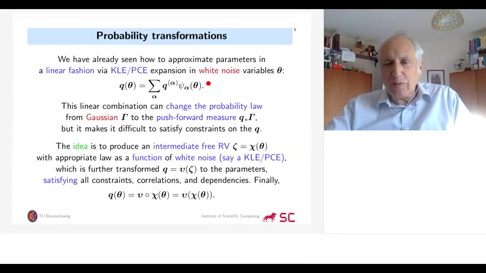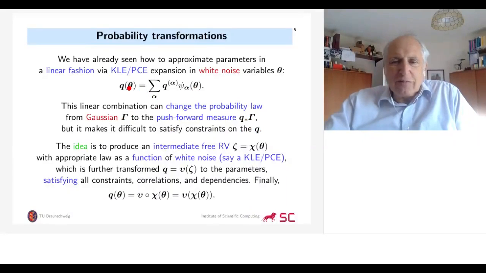That's the important thing. Why would we want white noise variables? Because they're independent. We can easily do integrations with respect to the thetas. That's what we want. Okay, so we've already seen this. But now, if this is the parameter, this is again a linear combination of these things, and it's difficult to observe constraints here. So what does it do? It changes the probability law from the joint Gaussian of these thetas to the push-forward measure here. But the way this is formulated, it makes it difficult to satisfy constraints on Q.